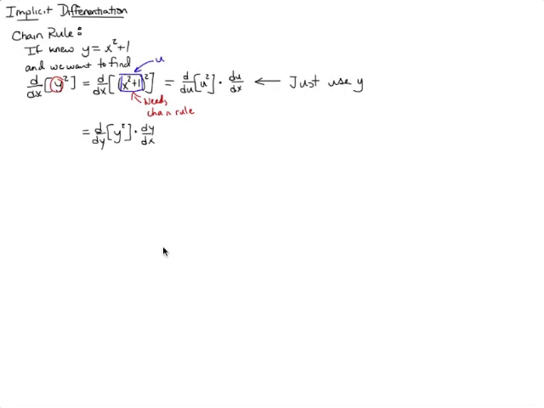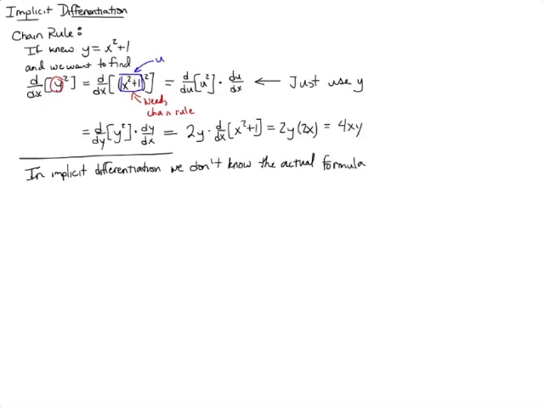Now the derivative of y squared with respect to y is 2y. The derivative of y with respect to x for our problem is the derivative of x squared plus 1. And that's 2x. So I get 2y times 2x. Or a final answer, 4xy.